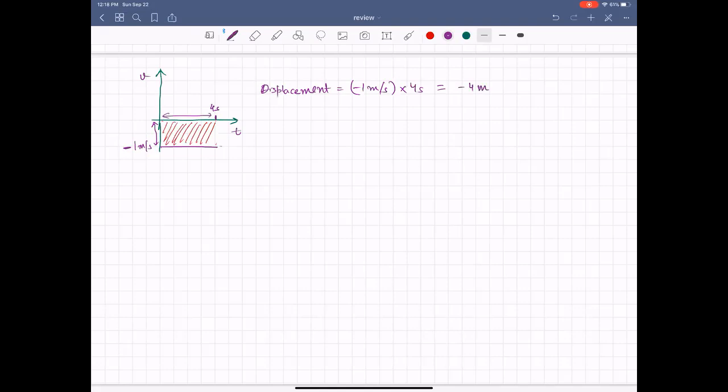So a position time graph would then look like something like this, where after 4 seconds I have traveled minus 4 meters. Okay. And you can go backwards and check that this makes sense. That is, if you take the rise over run of this, the slope of the velocity time graph, then I should get back minus 1 meter per second. And so that's a negative slope.